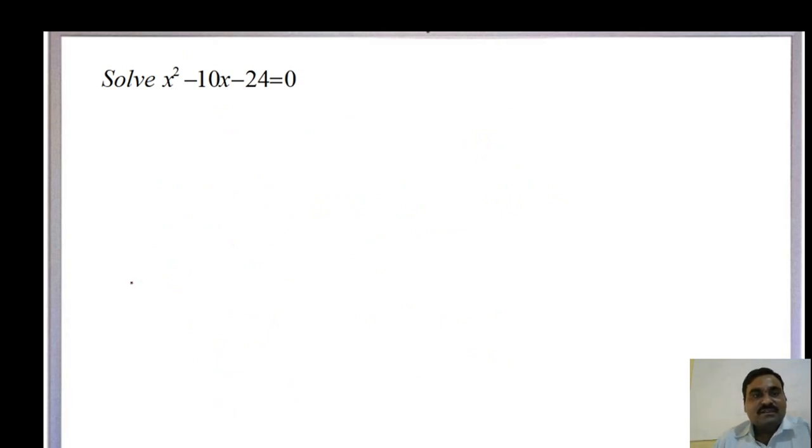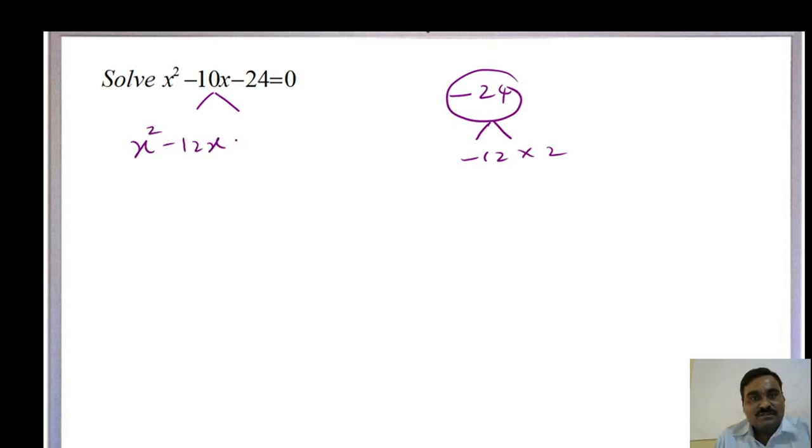The question is given in the standard form directly. So here minus 24 we have. Two factors we require so that the middle term should come as minus 10. So I will be taking 12 into 2. 12 2s are 24, and minus 12 plus 2 we get minus 10. So I am going to split this middle term as x square minus 12x plus 2x minus 24 is equal to 0.